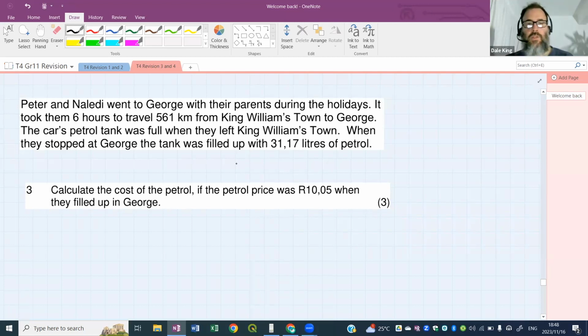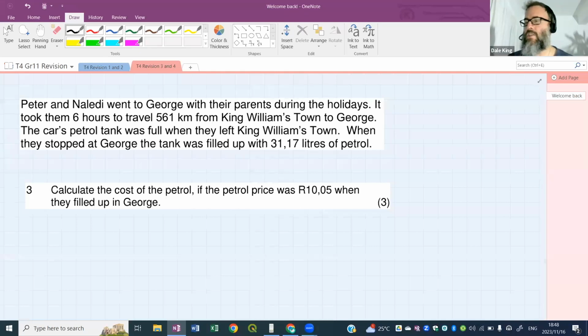Calculate the cost of the petrol if the petrol price was 10 Rand and 5 cents when they filled up in George. How much did it cost them to fill up in George? It took them 6 hours to travel. The car's petrol tank was full when they left Williamstown. When they stopped at George, the tank was filled with 31. Careful now. Ooh, careful. All right, I'm going to let you try this on your own.